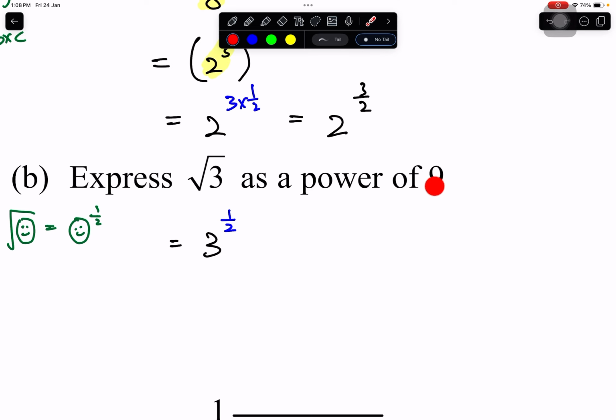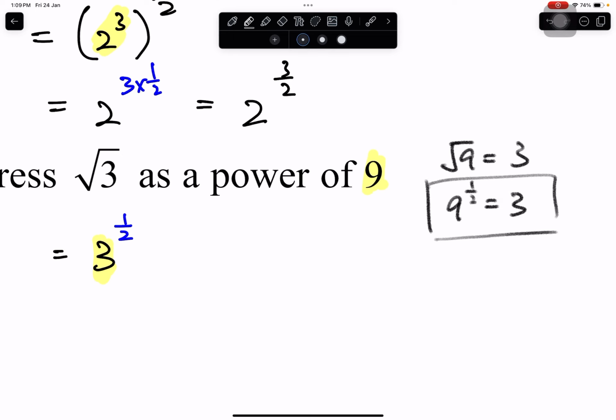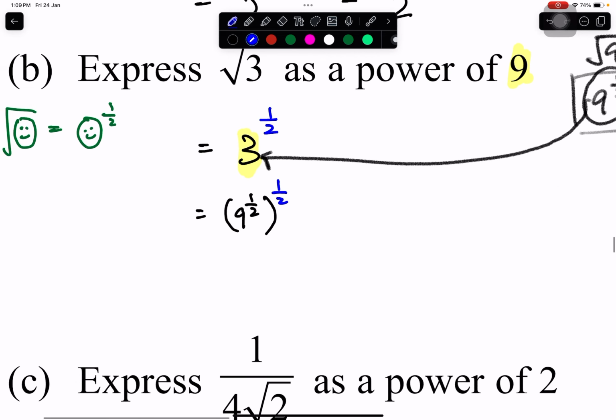So that means we need to think about how can we change a 3 into something related to the 9. We know that the square root of 9 is a 3. So that means 9 to the power 1 over 2 is a 3. We could have used this information, which is a reverse process. So we're going to use this to replace this 3. So we're going to have bracketed, of course, 9 to the power 1 over 2, and then, of course, the original 1 over 2 outside.